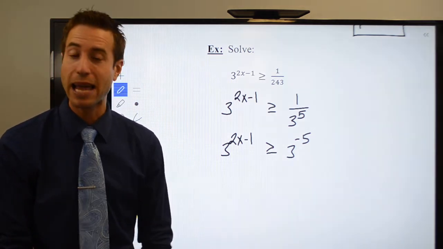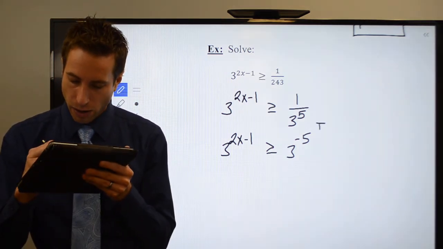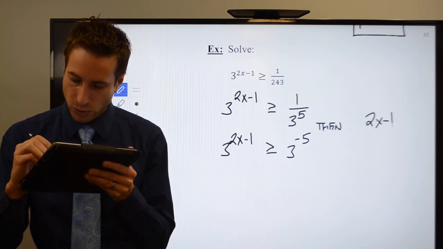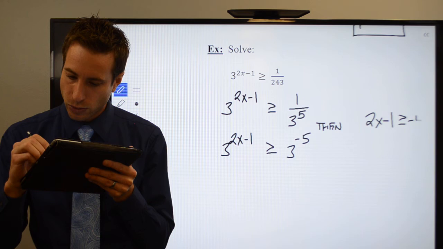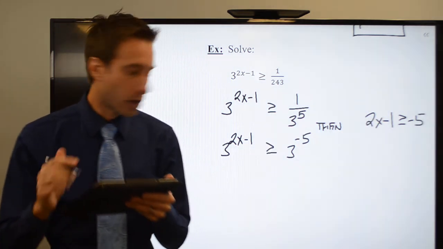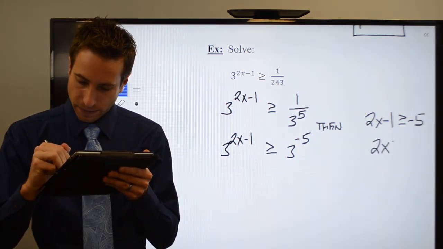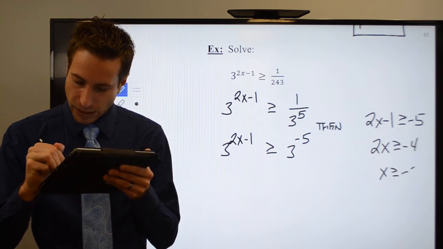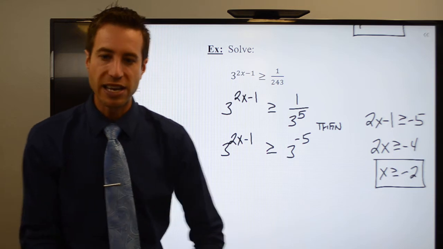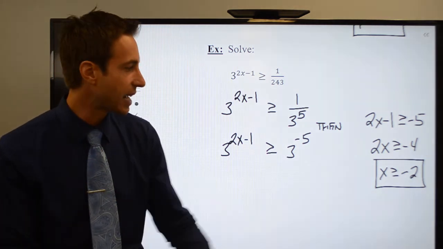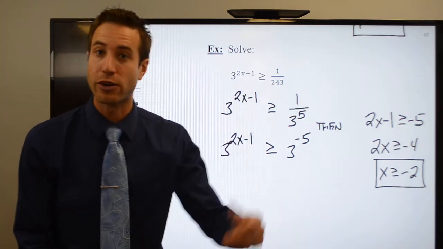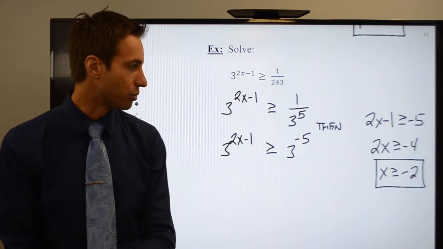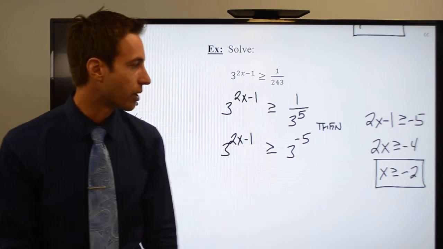My bases are the same, and so we'll set up our exponents. 2x minus 1 greater than or equal to negative 5. Add the 1 to the other side. Divide by 2, and x needs to be greater than or equal to negative 2. And again, all this is saying is as long as you pick a value of x greater than or equal to negative 2, when you plug it into the inequality, it will give you a true statement. So x needs to be greater than or equal to negative 2.